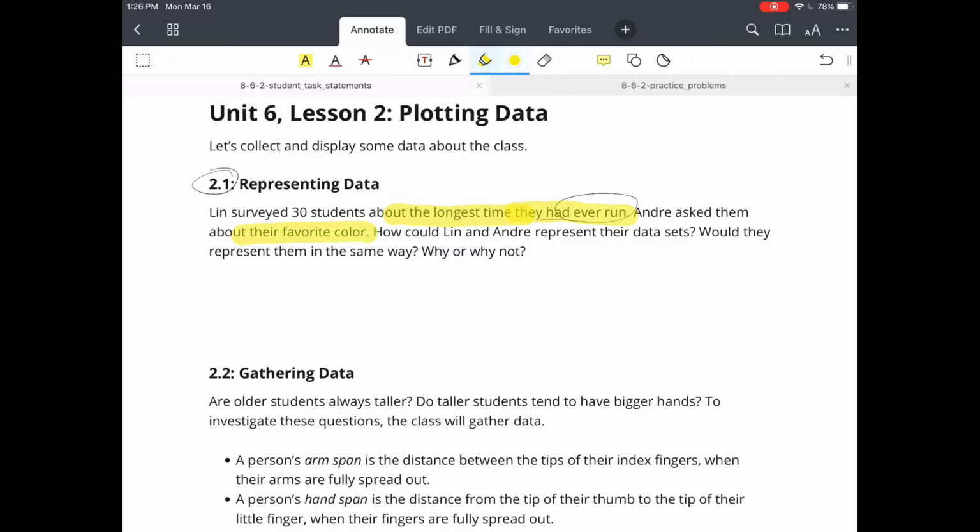Okay? So we're going to be using different types of graphs to represent them. In my honest opinion, if we're looking at the longest time they ever ran, I would use a regular graph, because you're going to be having different timestamps for different students. Andre is asking about their favorite color. I would recommend a tally mark, because you'll know how many students like the color purple, the best color that ever existed.